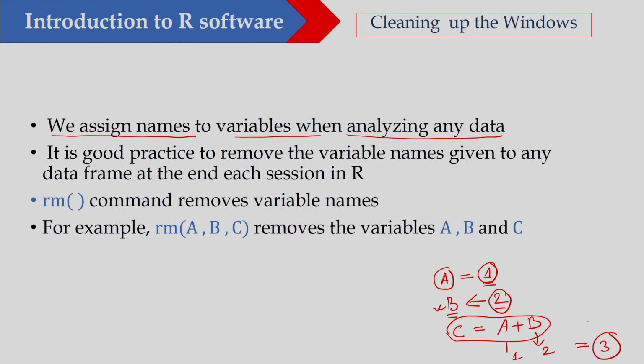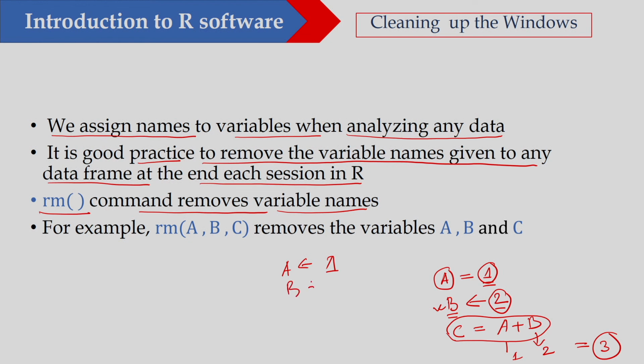Okay. It is good practice. When you are assigning a value to a variable, it is good practice to remove the variable names given to any data frame at the end of each session. So, at the end of each session you should remove them. You can remove them by using the rm command. This command will remove the variable. So, suppose I have assigned A equal to 1, B equal to 2, then C equal to A plus B.